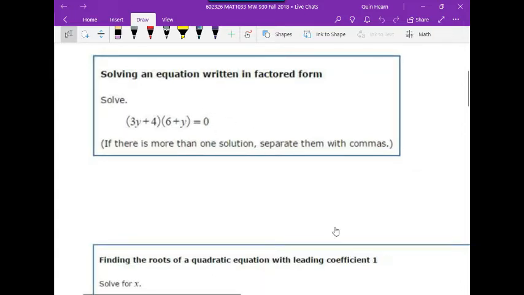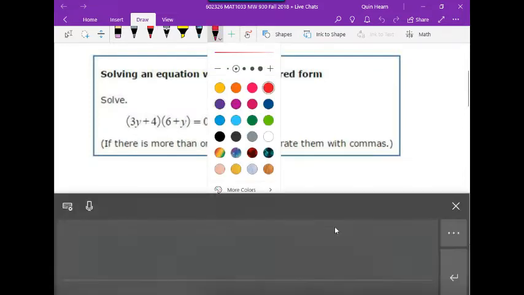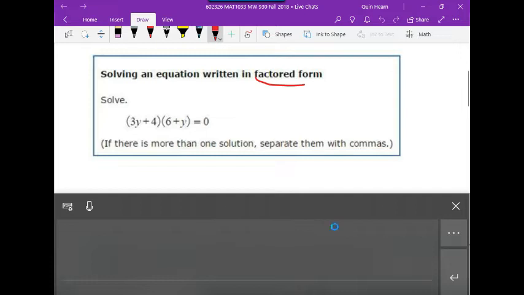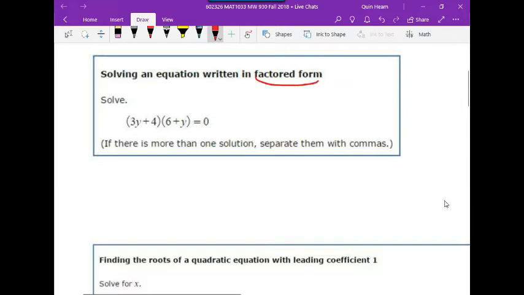Remember, we talked about last time that factoring means writing something as a product. So factored form means that it's written as a product. Product means multiply. For example, writing 30 as 5 times 6 is factoring the number 30, writing it as a product.